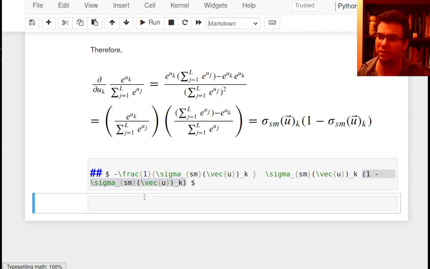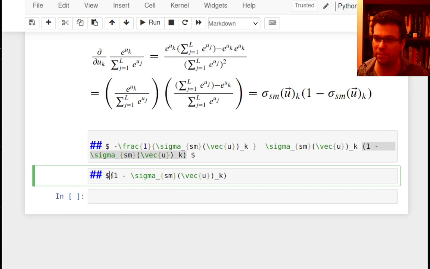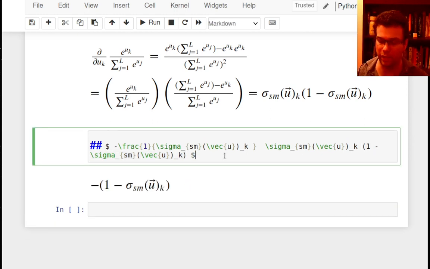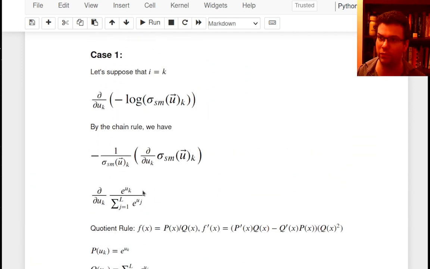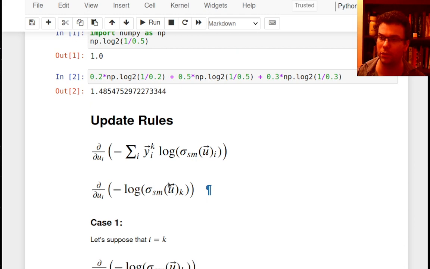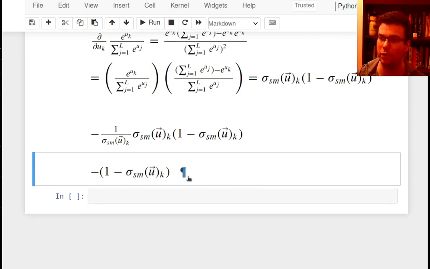So we're actually just left with negative. Here's where it's really nice for the update rule. We're left with just negative quantity 1 minus the logistic function evaluated at k. All right, so you follow through the math and you get this very nice rule for the derivative of the binary cross entropy with respect to uk, if k is the one hot.